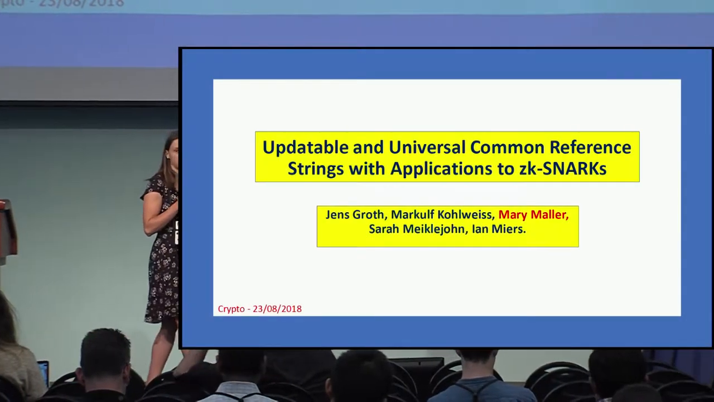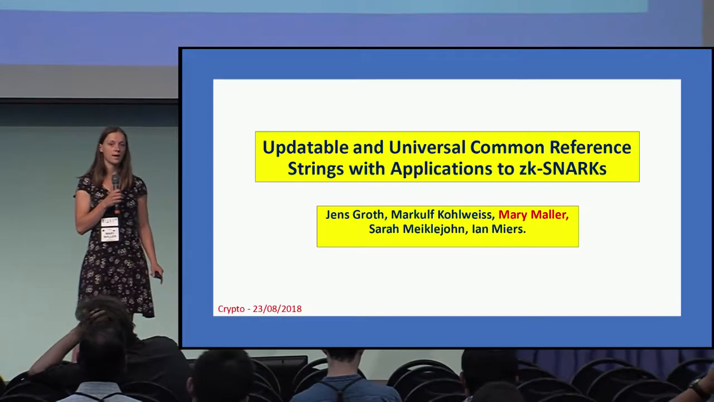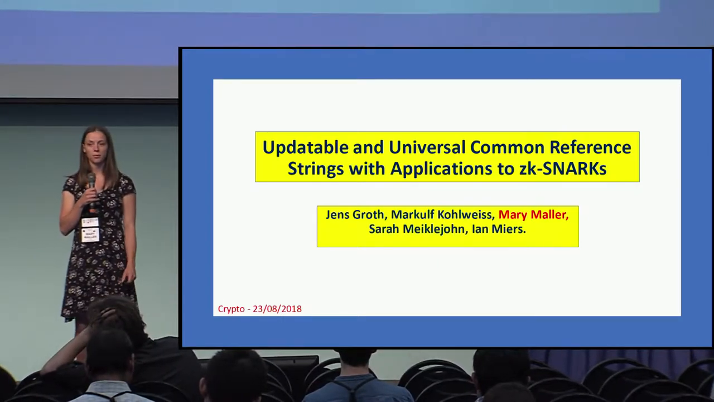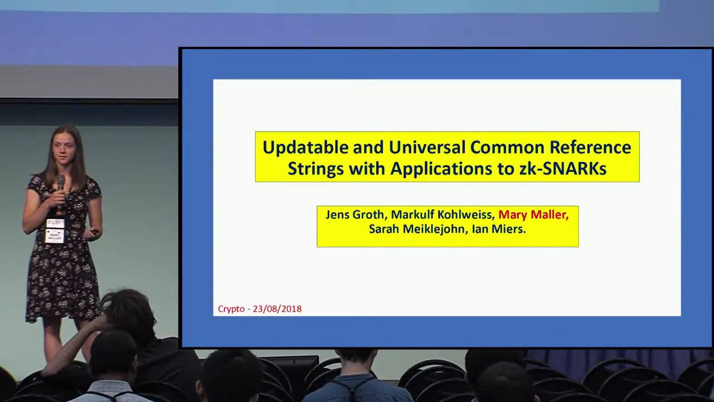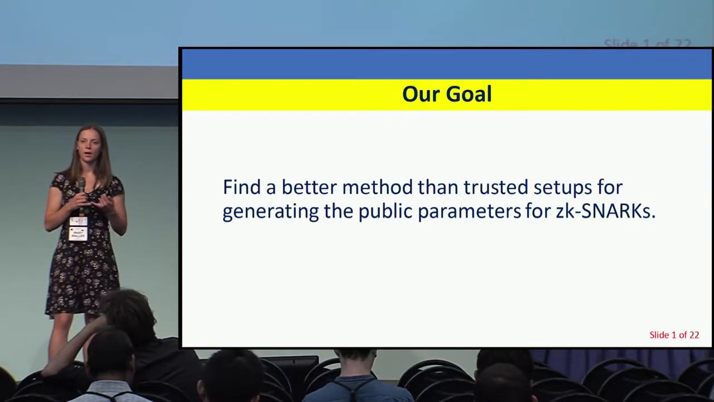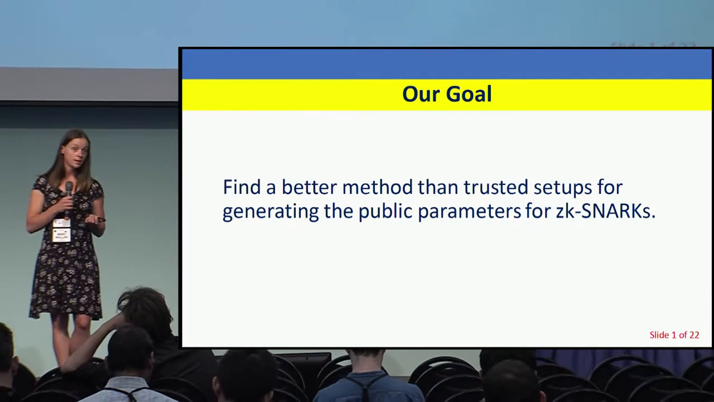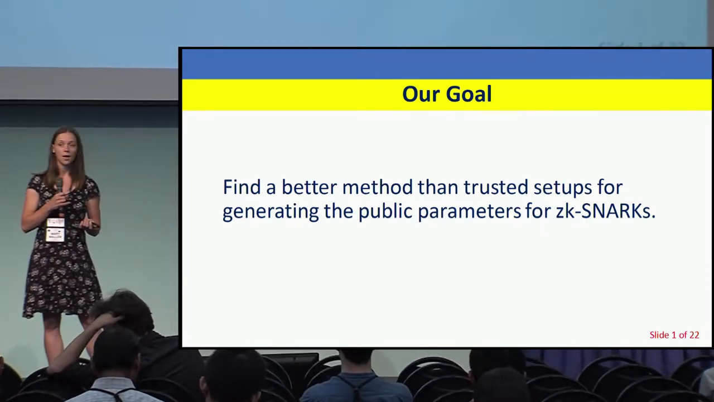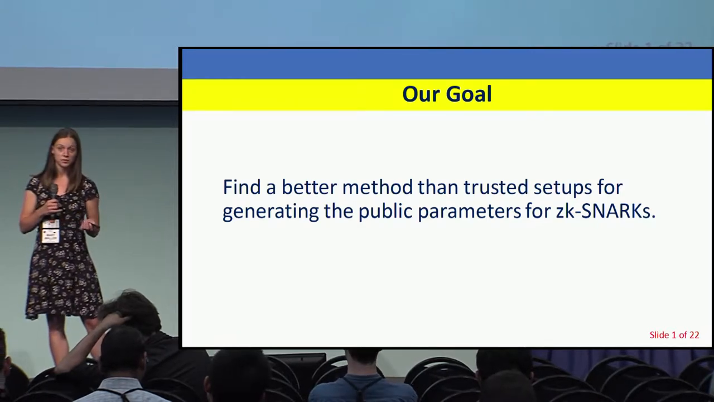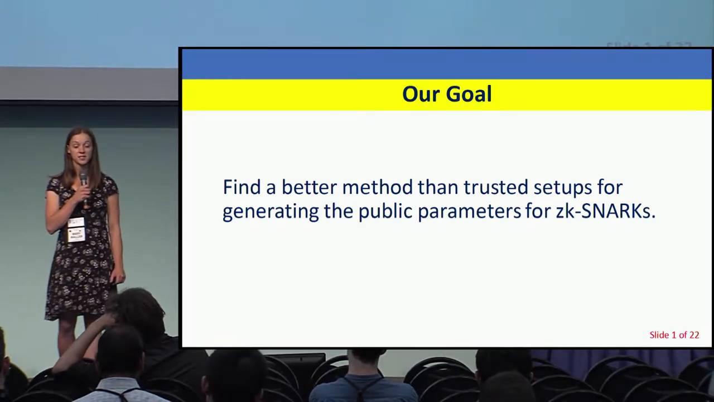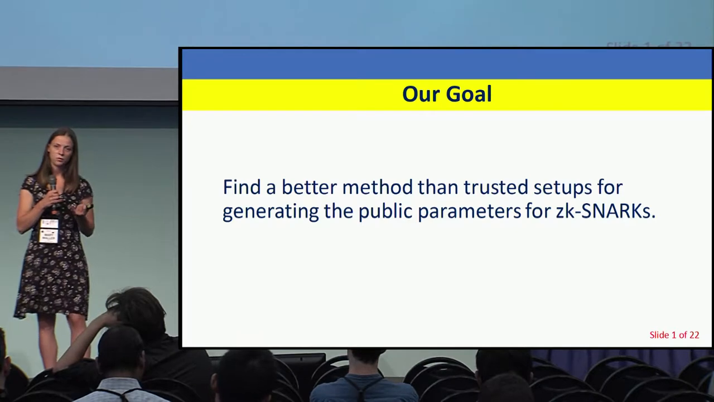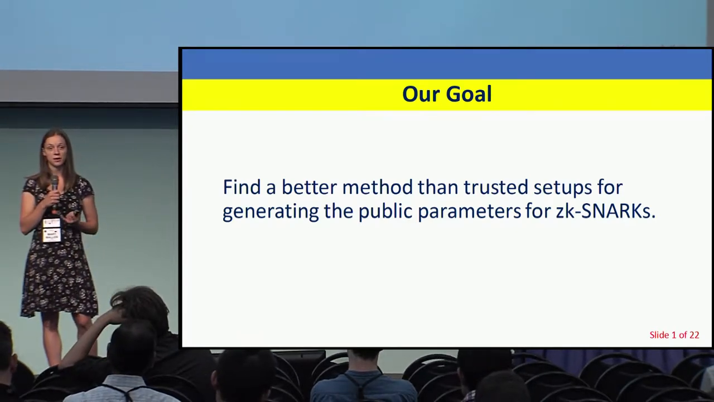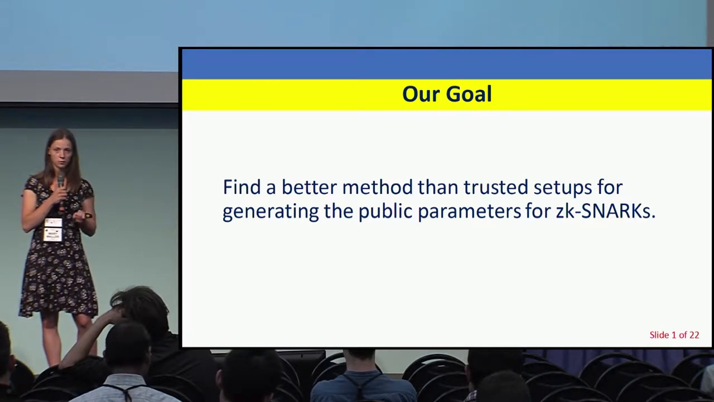So the key aim in this work was to try and find a better method than trusted setup for trying to generate the public parameters for zero-knowledge SNARKs. Zero-knowledge SNARKs are a particular type of zero-knowledge proof that have been receiving a lot of interest lately, both from academia and from industry due to their application to scalable systems. However, they come with one big flaw, namely they have a trapdoor that can be used to generate false proofs even when you shouldn't be able to.